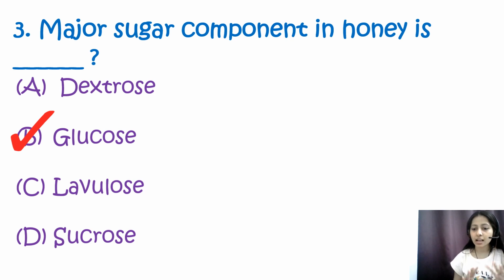And honey is actually a concentrated carbohydrate solution which contains a mixture of simple as well as complex sugars. And the two main sugars which are present in the honey are fructose and glucose. So over here the correct option will be B, that is glucose.